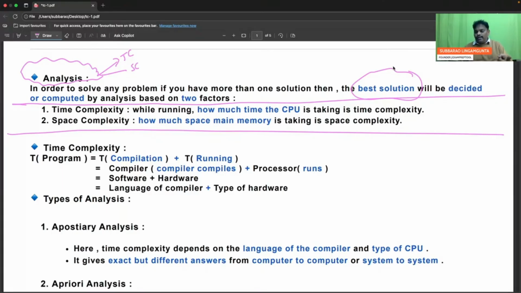What are those two factors? While running, that program taking how much time? That is called time complexity. While running, that program is taking how much space? That is called space complexity. Okay, this also we done.